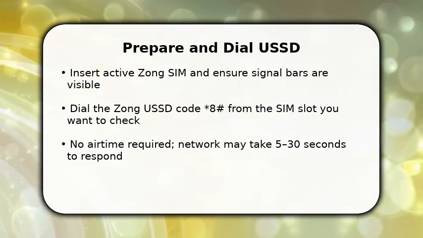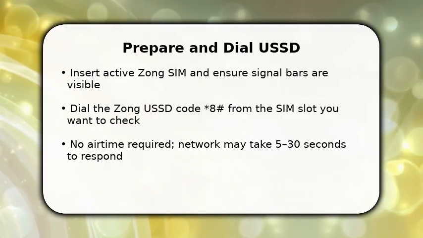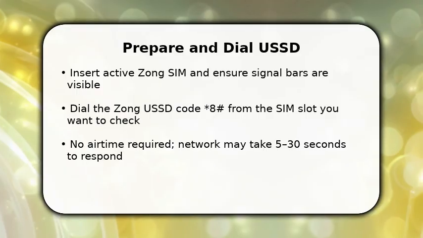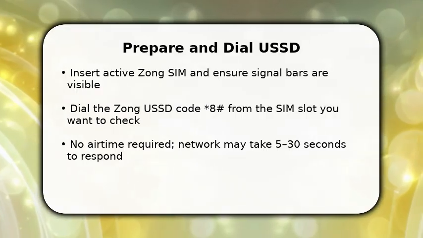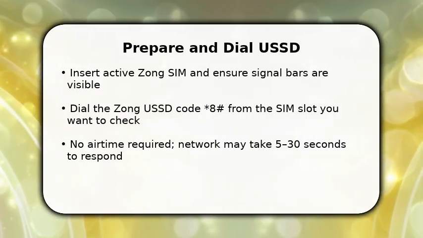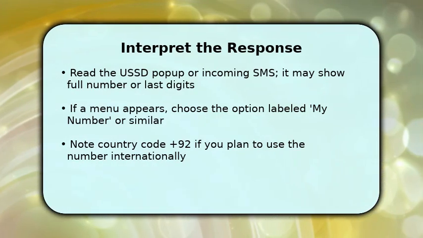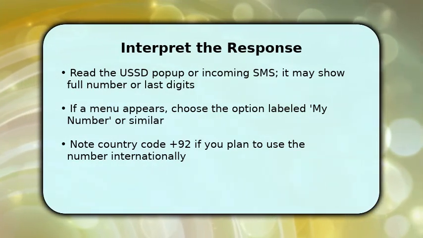Responses usually arrive in less than half a minute. If you see a prompt, follow the short on-screen instruction. This is the fastest way to request your own Zong number directly from the operator. Once the USSD reply appears, scan it for the full mobile number or sometimes just the last few digits.